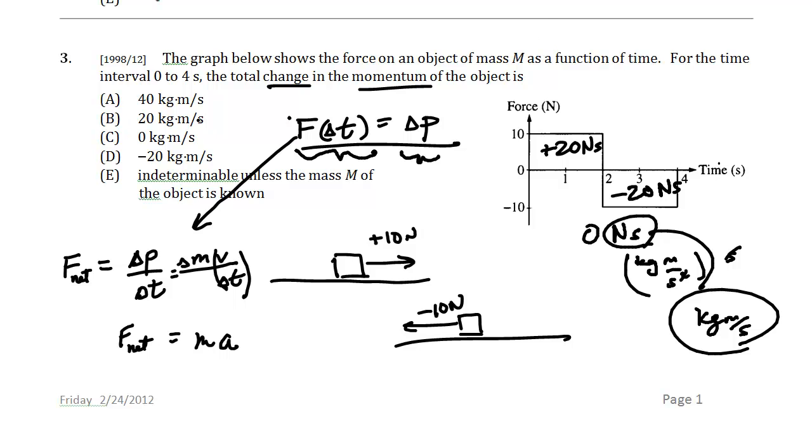So the answer to this is 0. If for instance we started the object at rest, the positive 10 Newtons would accelerate it as you push it to the right, and then somebody else applies a 10 Newton force in the opposite direction for 2 seconds, slowing it down to a stop. So if it began with some initial velocity, we would have the same final velocity, which means the change in momentum would be 0.